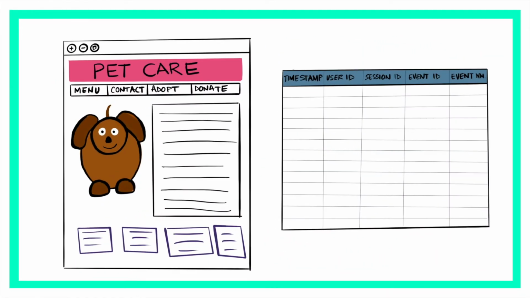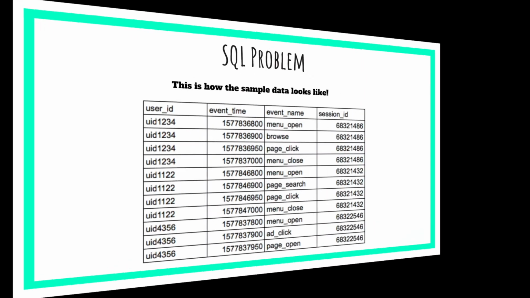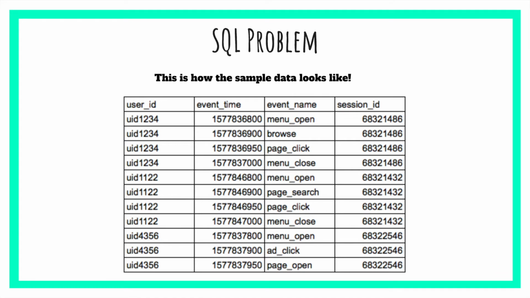The data from the website has been collected by engineers and stored in a table. This is how the sample data looks. Let's go through each column. User ID uniquely identifies a user. Event time is when the event happened. Event name tells us the name of the event, and we have a few different events. Session ID identifies a unique session, and a user can have more than one session. So now you know how the data looks. Let's go to the problem.